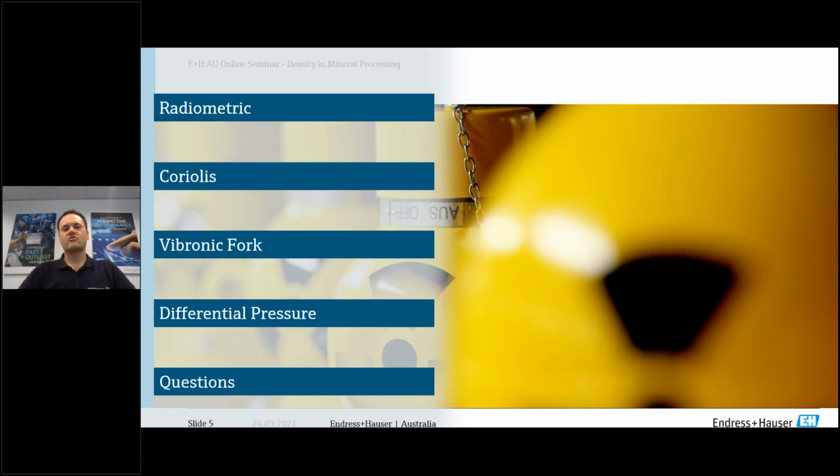So I'll jump straight into what we're going to be covering over the next half an hour to 40 minutes or so. What I want to do is go through each of the 4 different technologies: radiometric, Coriolis, vibronic fork, and differential pressure. Once I go through all those 4 technologies and discuss how they're used in density measurement for slurries in mining, I'll finish off with any questions. So again, for some of you that joined a bit later, if you want to enter your questions into the chat on the right hand side, I'll get to them. I also want to thank those who submitted questions earlier in the registration process. I've crafted this online seminar a bit around those questions.